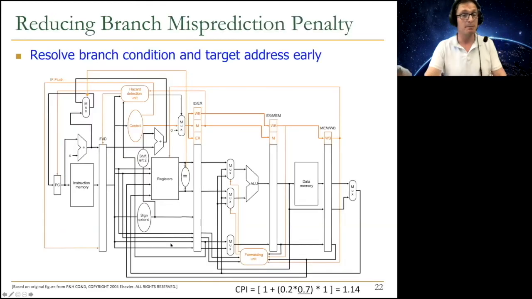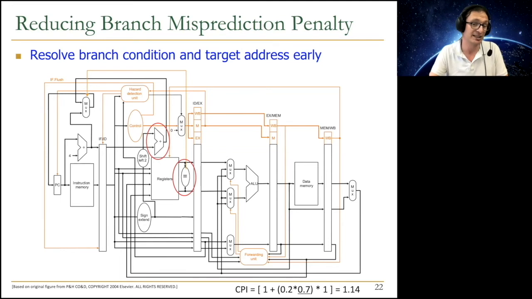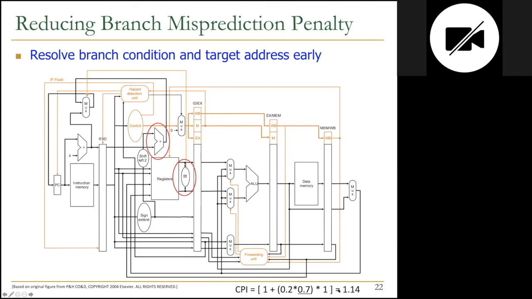If you remember a pipeline, we want to resolve the branch condition and target address early, as opposed to resolving it here. We resolved it here. But if you can resolve it here, that's even better potentially, right? And that was the idea over here. We basically moved the branch condition and target address resolution early to the register file stage. And if you do that, then you basically lose 1 instruction whenever you flush the pipeline, which is the instruction over here. And your CPI becomes 1.14 in this cooked up example.